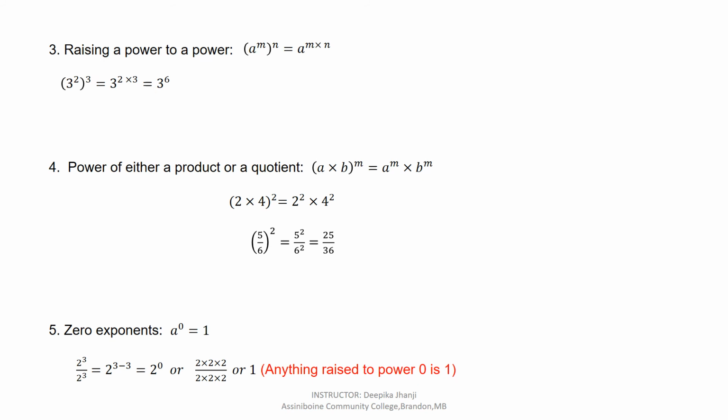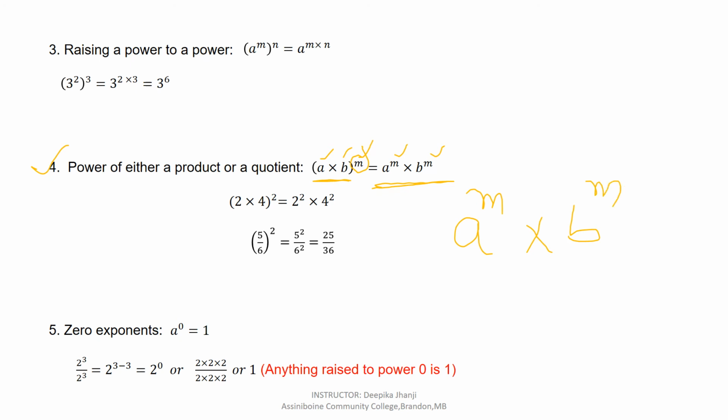Okay, next law, number 4. It says if you have power of product or quotient, then it is equal to the exponent of individual bases. So you have different bases here, a times b with same exponent m. What does it mean? Now this exponent is being expanded on each base. So this becomes a raised to power m times b raised to power m.